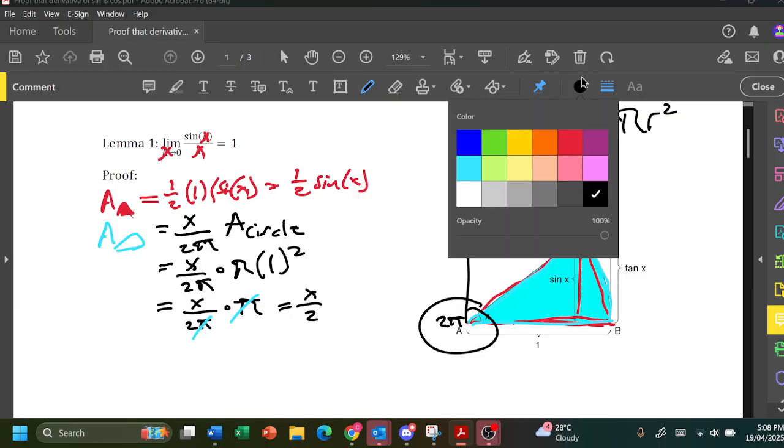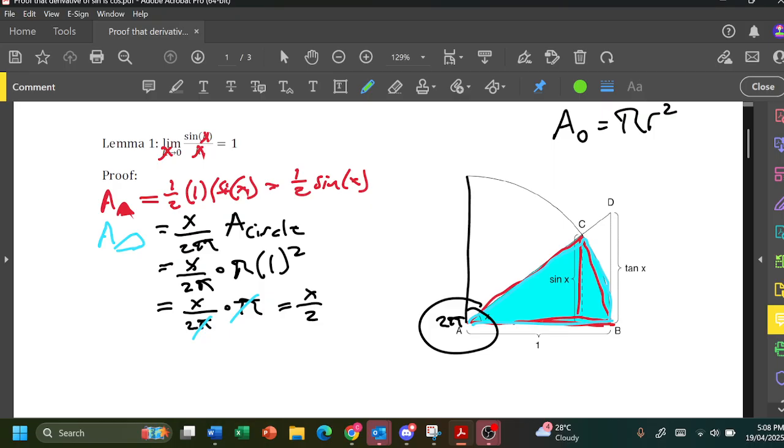Fantastic. Okay, one final shape that we need to consider. We want to look at this larger triangle right here, and work out what the area of that triangle is. So what's the area of that triangle going to be? Well, the area of that triangle is going to be half base times height. We can see that the length of the base is equal to 1, just like we had before. And this time the height of that triangle is tan of x.